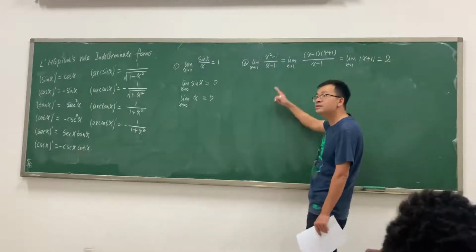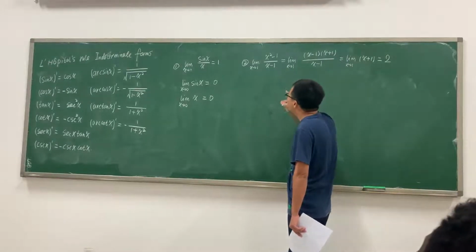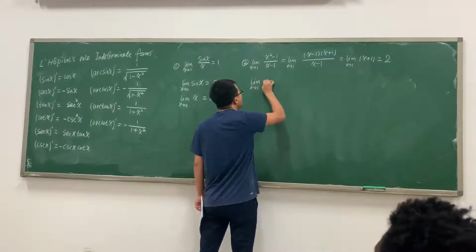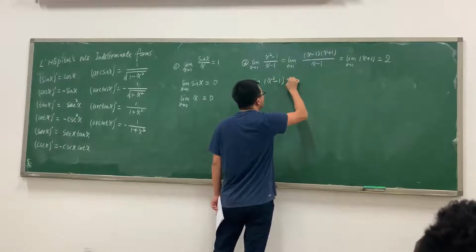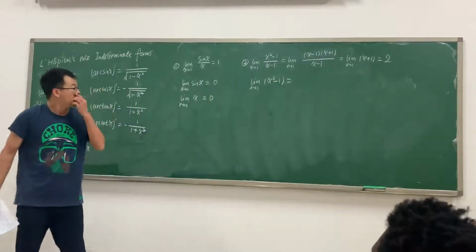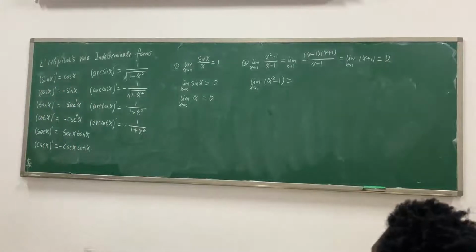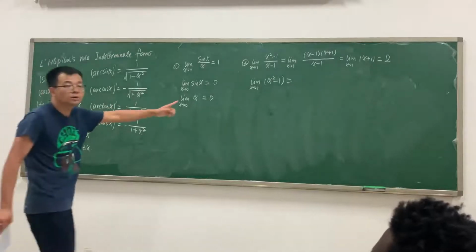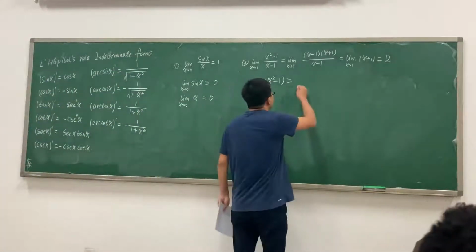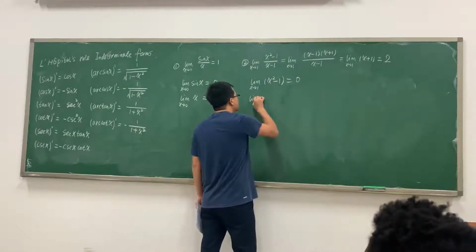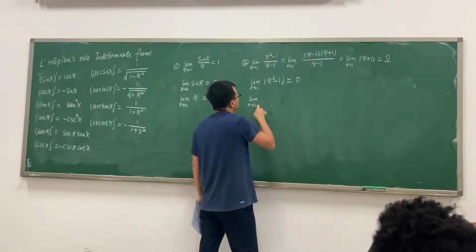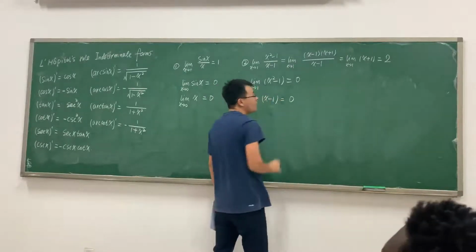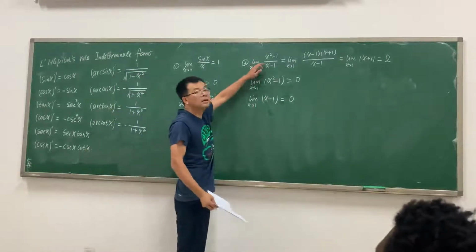So now let's see this limit, okay? We have the numerator: as x approaches 1, x squared minus 1 approaches 1 squared minus 1, which is 0, yeah? And the denominator, as x approaches 1, x minus 1 approaches also 0, yeah? So here it is 0 divided by 0, yeah?